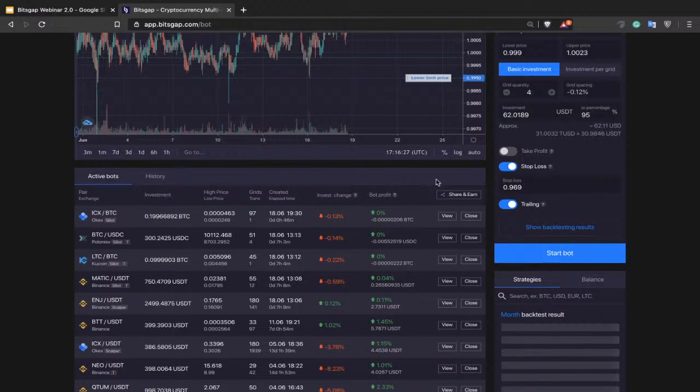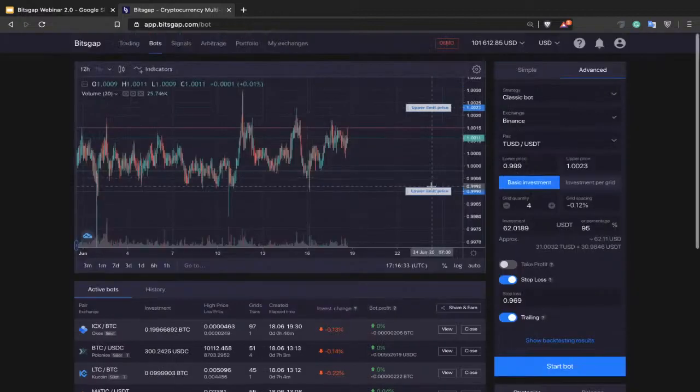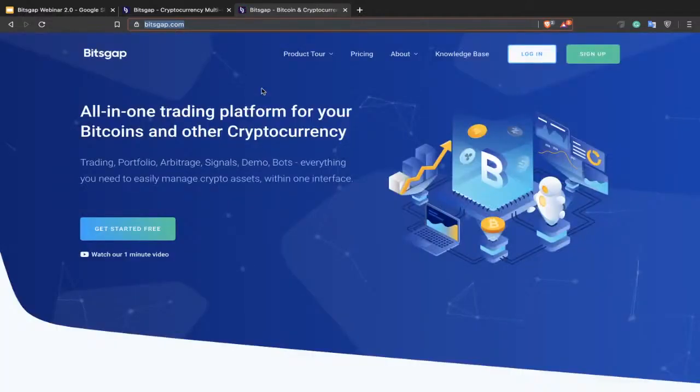So if you want to read more about the optimal strategies, and if you want to learn more about what makes our bots different technically from each other, then just simply go to the main Bitsgap page and open the blog section where we have everything about automated trading. We have some articles with use cases, and technical articles to explain what makes our bots different from each other in terms of investment distribution.